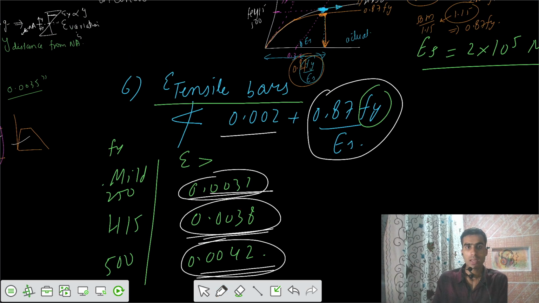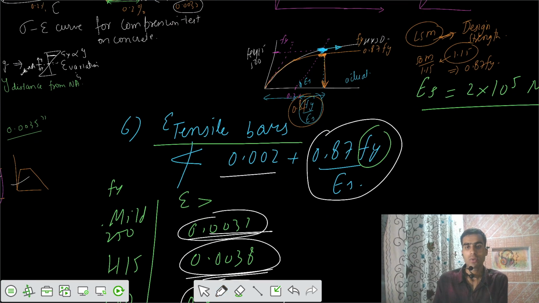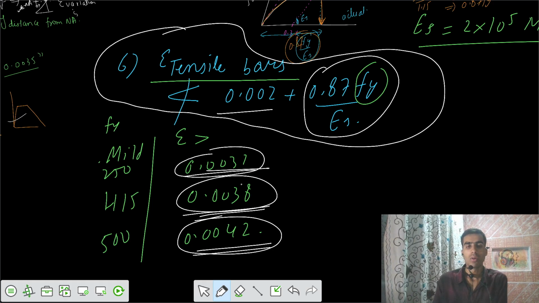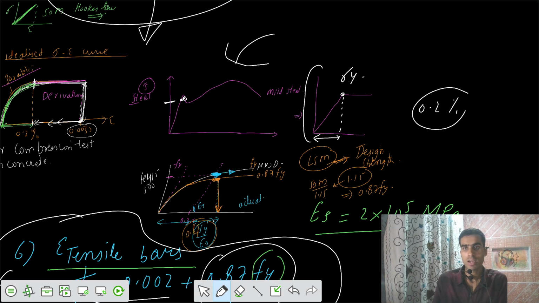But what about mild steel? The mild steel graph is not in this way, because mild steel has a definite yield point. You can observe that this is your yield strength, but your IS code still does not differentiate. It says let's keep this equation for all three grades of steel. Since the diagram for mild steel is such that to reach this yield stress, it does not need the 0.2% strain.